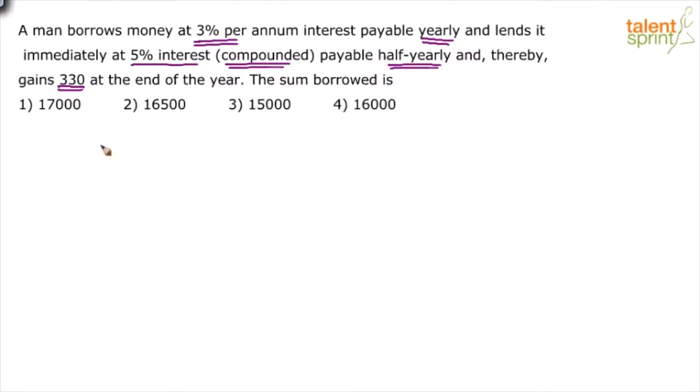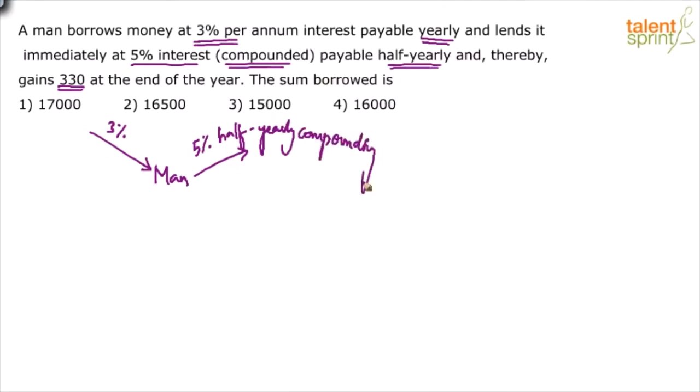You getting it? So it is like this basically. Let's say he's the man. He has borrowed something at 3% per annum. He gives it out at 5% half yearly compounding, right? This is simple interest. So he gets something at 3% simple interest, gives it at 5% half yearly compounding, right? So basically, at the end of the year, what will be his percentage margin? He has earned 330 rupees, but in terms of percentage, what is the gain?